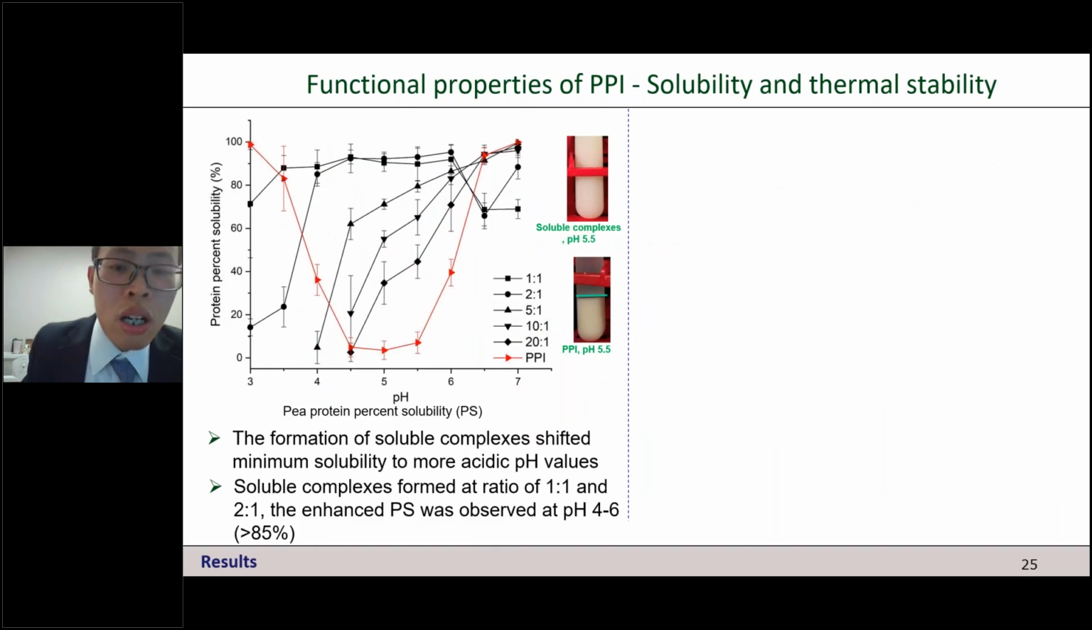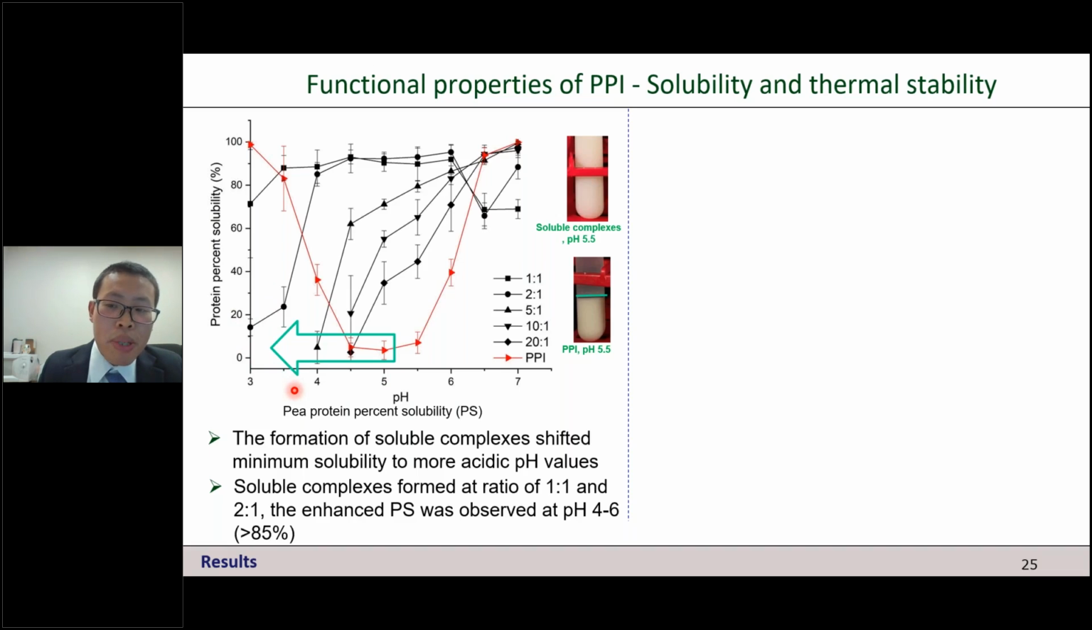At last, let's see two applications of PPI-pectin complexes. First, we evaluated the functional properties of PPI-pectin soluble complexes for improving PPI functionality. As seen from this picture, the PPI showed minimum solubility around pH 5. The formation of the soluble complexes, at ratios from 1:1 to 20:1, shifted the minimum protein solubility to more acidic pH values.